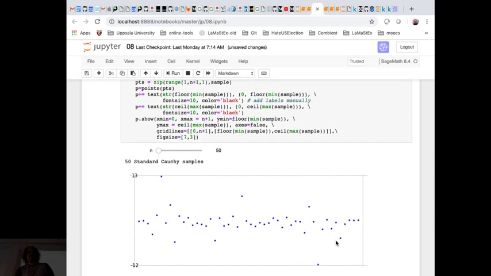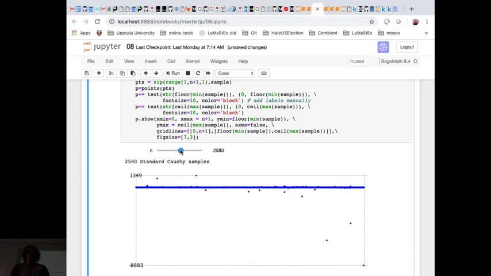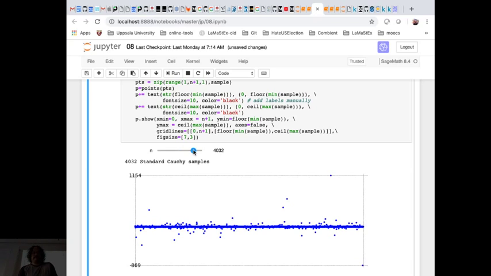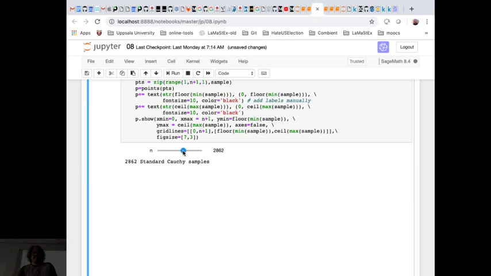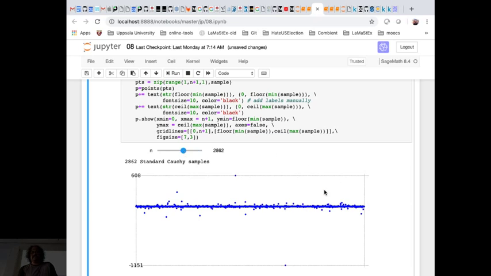So this is how the Cauchy samples look. The first 50 Cauchy samples are between minus 12 and 13. Let's see what happens. Whoa, look at that. The 2,580th sample is boom, minus 8,883. And if you keep increasing it, it's going to do this crazy stuff. Every time it's generating a new sample, so it's not building on earlier ones. So that's kind of the point with Cauchy.